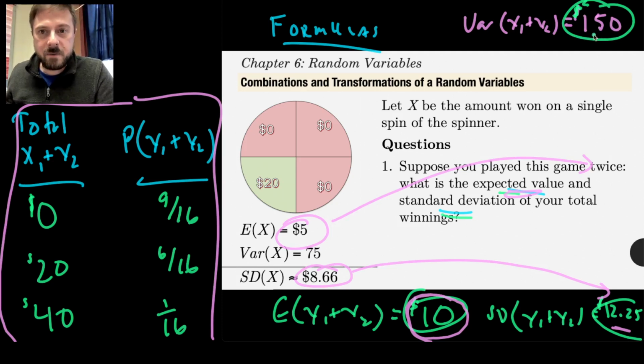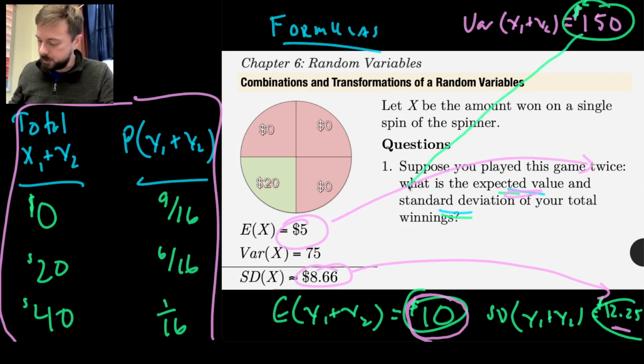But anyway, that number, 150, does it look familiar? Check it out. That just so happens to be double 75. Do you think that was by accident? It was not. It is absolutely the case. If the expected value got doubled to being 10, we'll see that something else also gets doubled when it comes to the spread of the distribution. The variance got doubled. The variance goes from 75 to 150. So when you play the game twice, the variance gets doubled to account for those two plays.